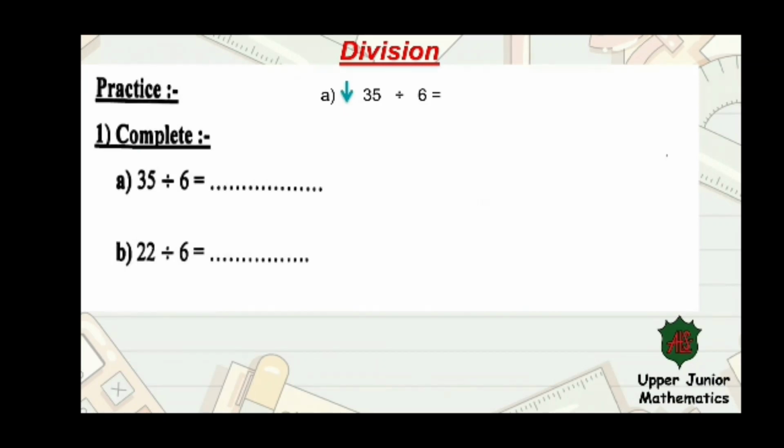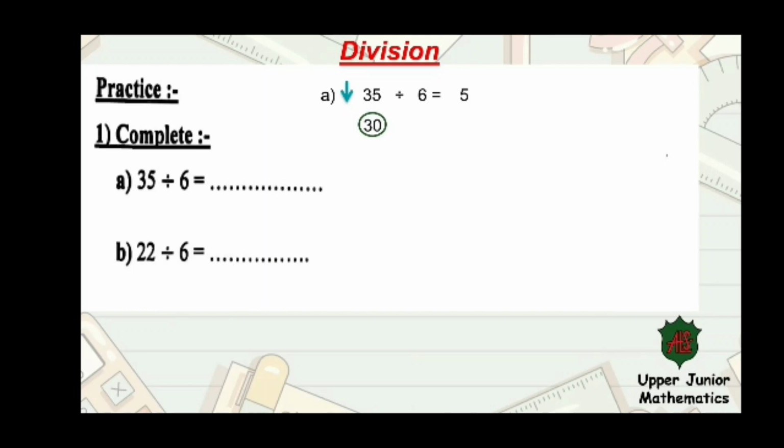Let's see. I don't have 35 as an answer in table 6, so I'm going to start thinking about the 34. Again, I don't have 34 in table 6. 33, 32, 31, 30. Yes, I do have 30 in table 6, so I'm going to write it under the 35. And then we're going to start dividing, but instead of dividing 35 by 6, you're going to divide the 30 by 6. From the tables, we already know that 30 divided by 6 is 5. I'm going to write in the answer 5.